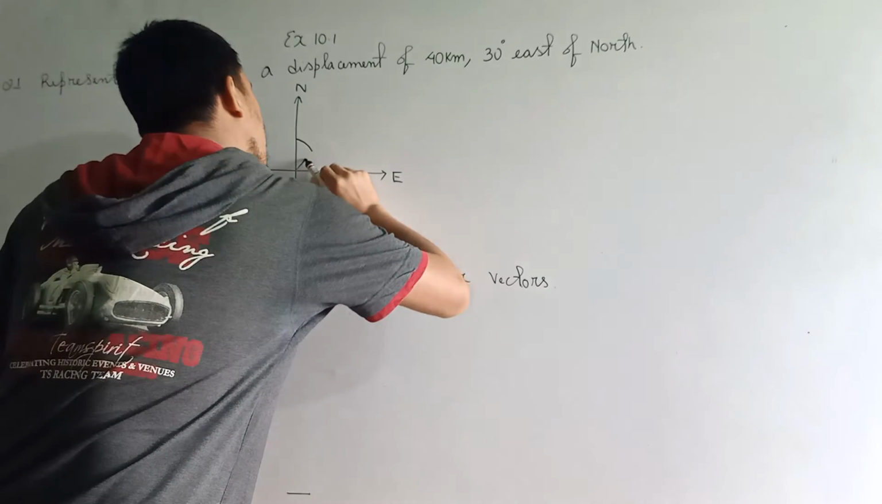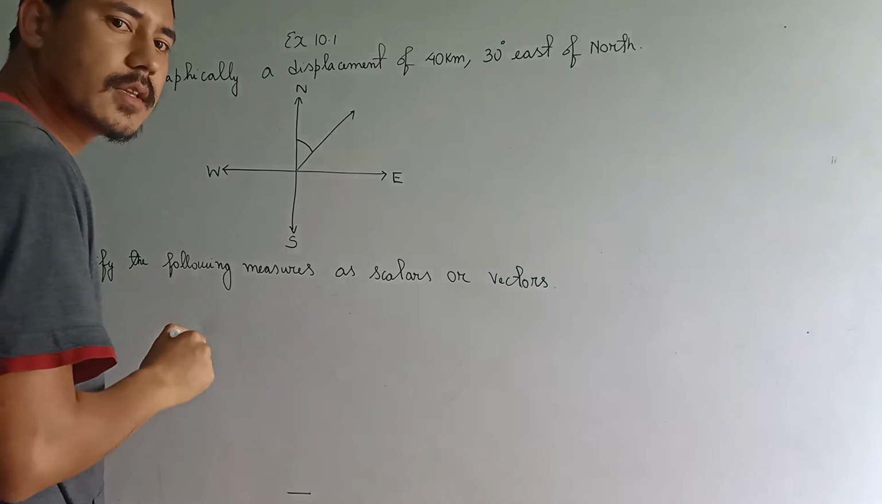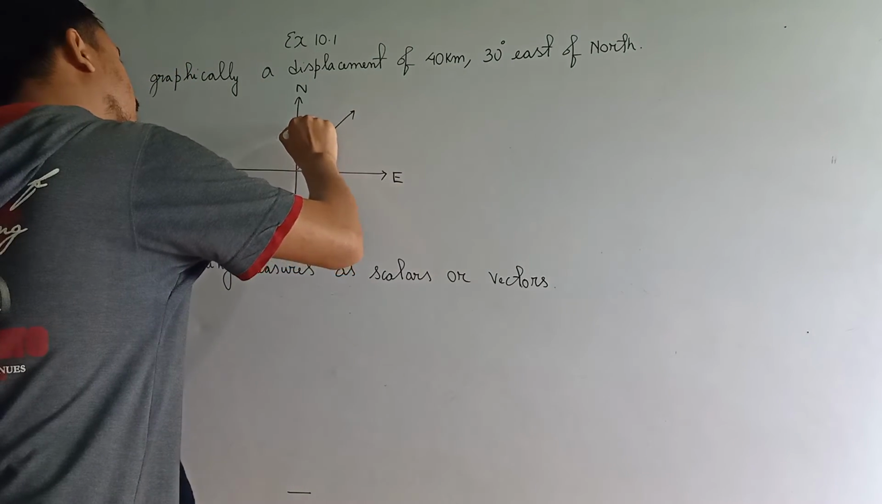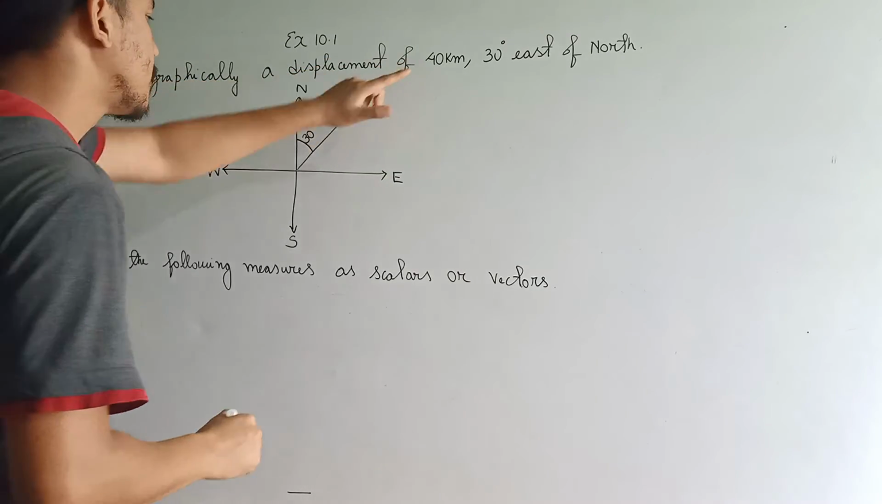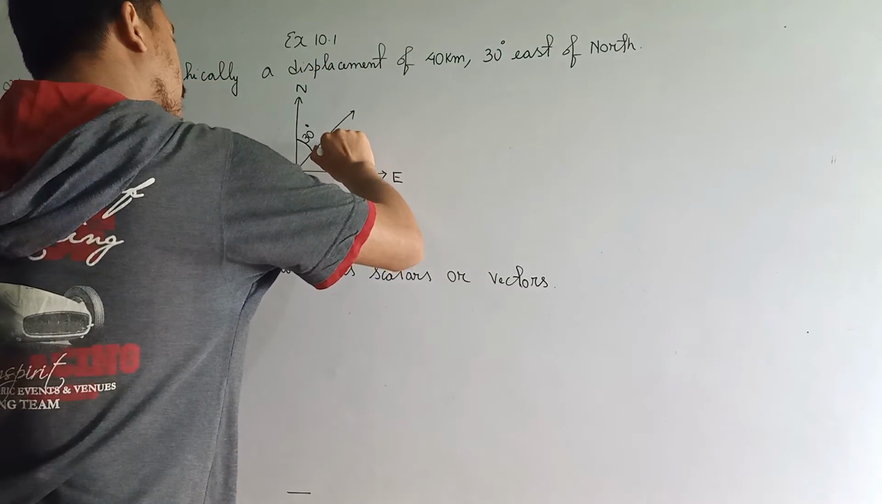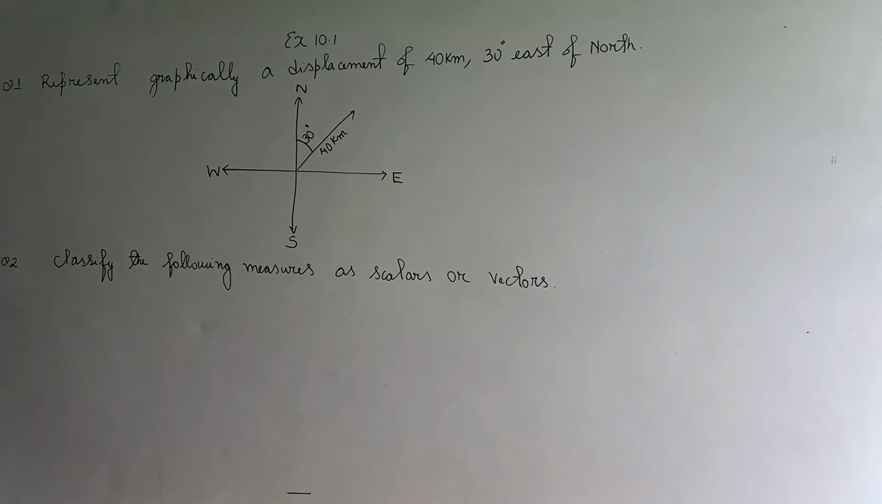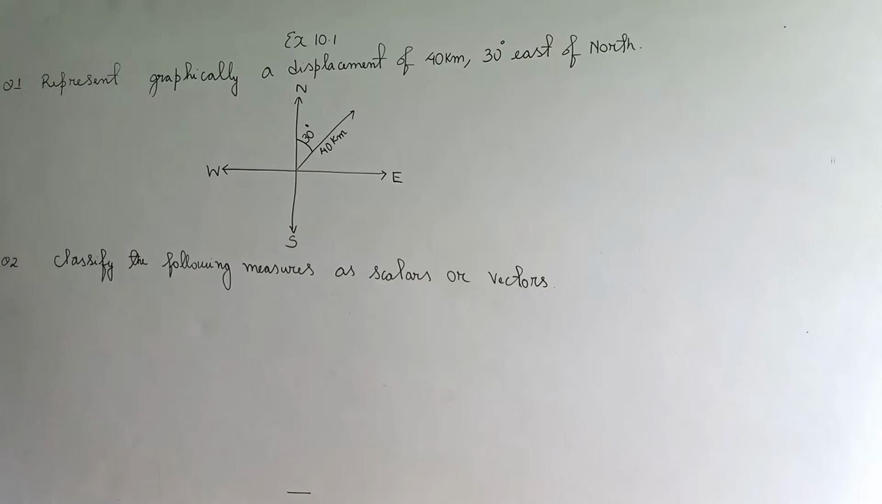Then this vector gives you the displacement. So this is 30 degree. And the length of this vector should be what? 40 kilometers. That is how we represent a vector graphically. Okay? The second question.